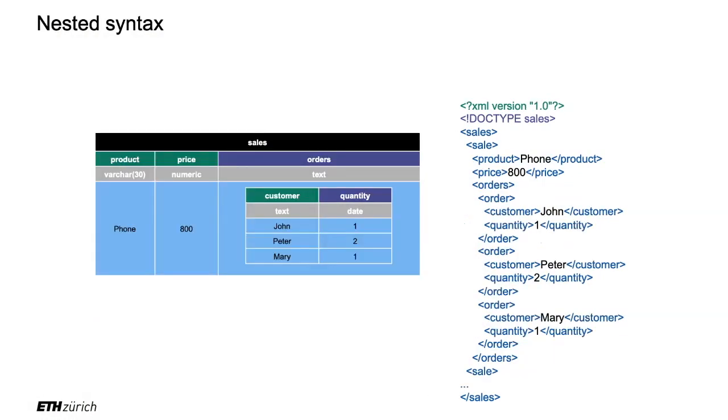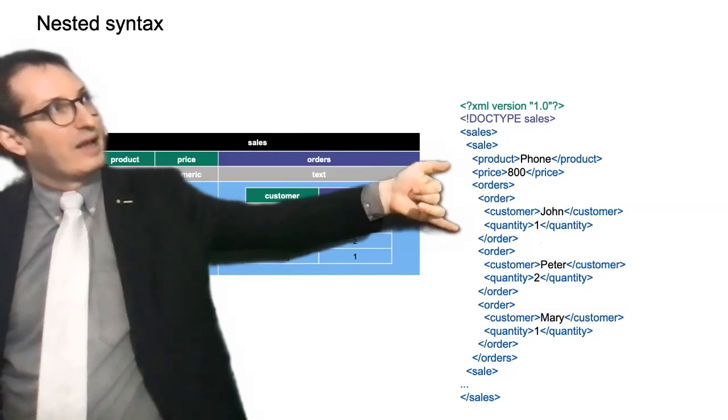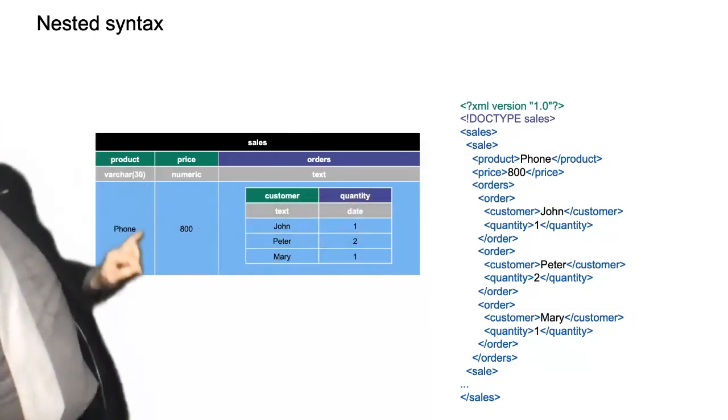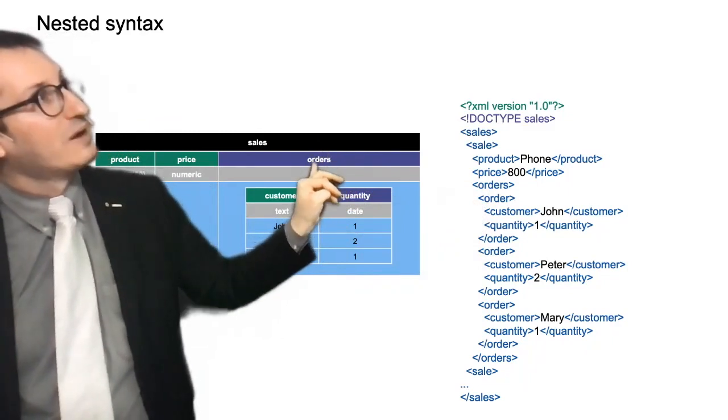And now we can nest things. So what does it look like? In JSON, it was an array of objects, right? So what do we do here? Well, this is just one row, but I have a nested table in here. So my row corresponds to that sale in the singular. Then I have product and price. You see product is phone, price is 800, but then what's happened here, orders.